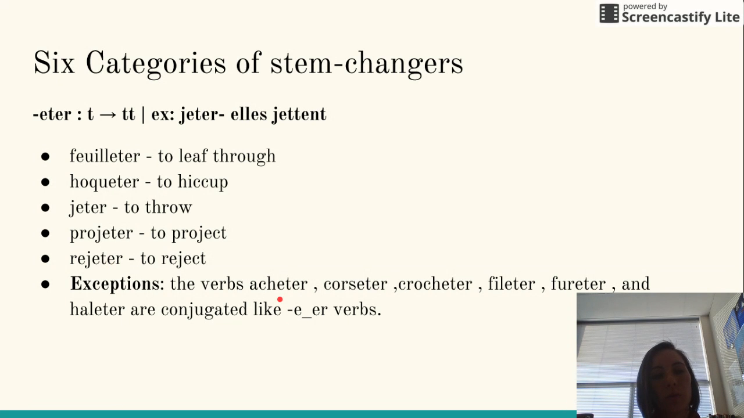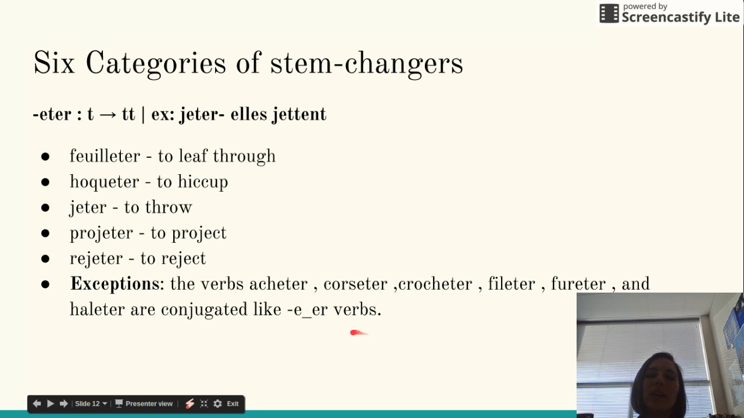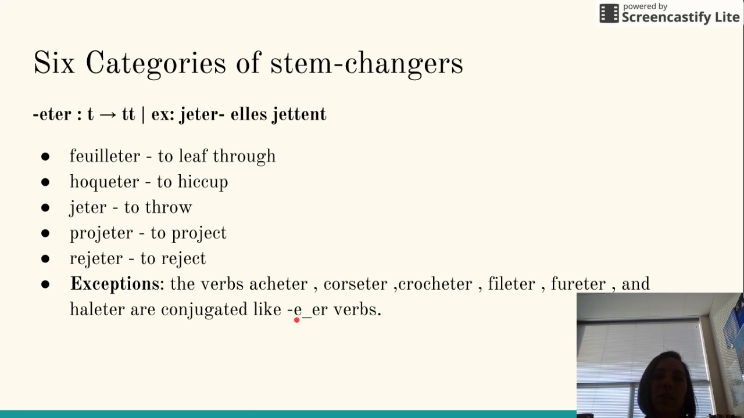Exceptions to the rule would be verbs like acheter, corseter, crocheter, fileter, fureter, et haleter. These are all conjugated like E consonant ER verbs. Again, we're going to look over those.